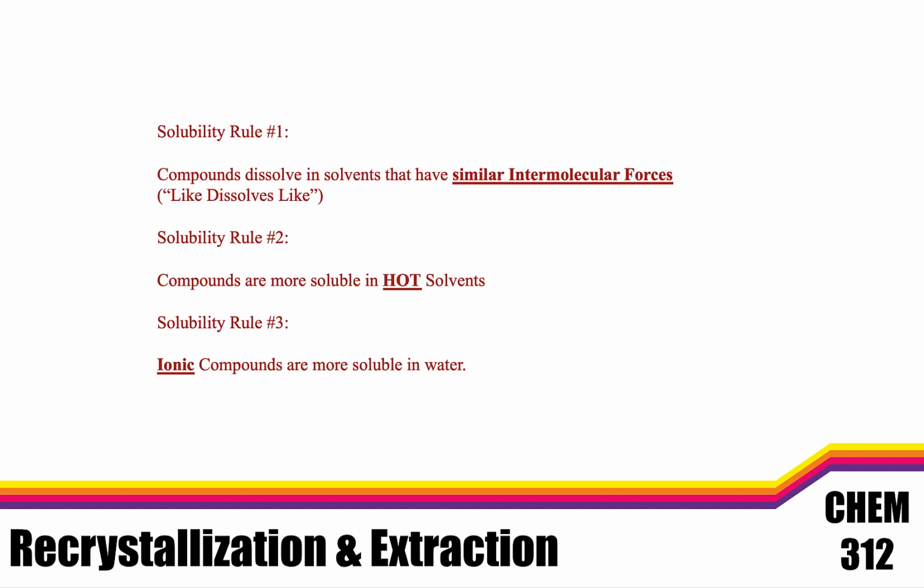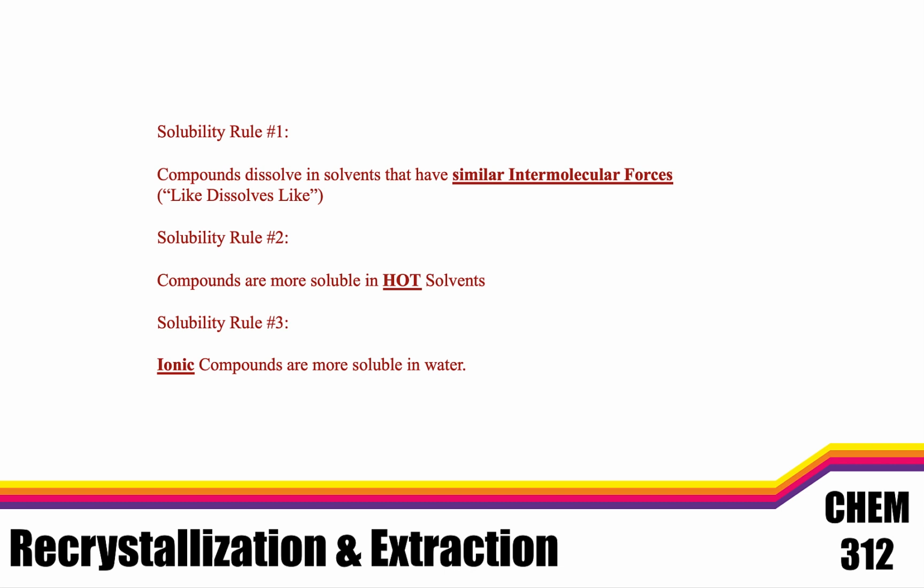So this leads to a few of our solubility rules that we can use. The first, dating all the way back to general chemistry, is that compounds dissolve in solvents that have similar intermolecular forces. This is a more complete way of saying like dissolves like. So if things have matching intermolecular forces, they are much more likely to be soluble, or miscible if we are talking about liquids. Our second solubility rule is that compounds in general are more soluble in hot solvents. And our third solubility rule is that ionic compounds are more soluble in water than neutral organic molecules.